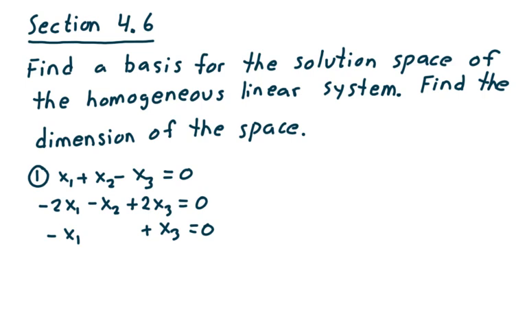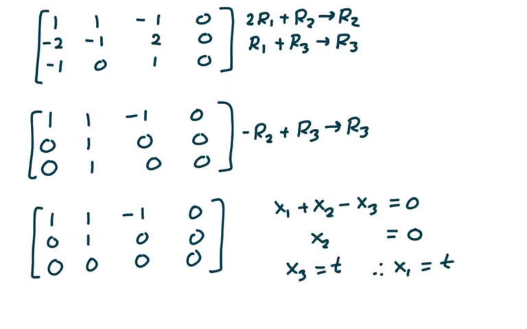x1 plus x2 minus x3 equals 0. Negative 2x1 minus x2 plus 2x3 equals 0. Negative x1 plus x3 equals 0. So what we're going to do is set up the augmented matrix for that system. And that consists of the following entries. In the first row, we got 1, 1, negative 1, 0. In the second row, we got negative 2, negative 1, 2, 0. In the third row, we got negative 1, 0, 1, 0.